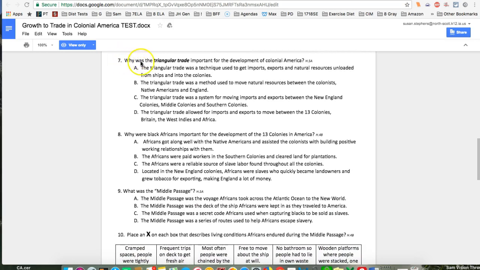7. Why was the triangular trade important for the development of colonial America? A. The triangular trade was a technique used to get imports, exports, and natural resources unloaded from ships and into the colonies. B. The triangular trade was a method used to move natural resources between the colonists, Native Americans, and England. C. The triangular trade was a system for moving imports and exports between the New England colonies, middle colonies, and southern colonies. D. The triangular trade allowed for imports and exports to move between 13 colonies, Britain, the West Indies, and Africa.